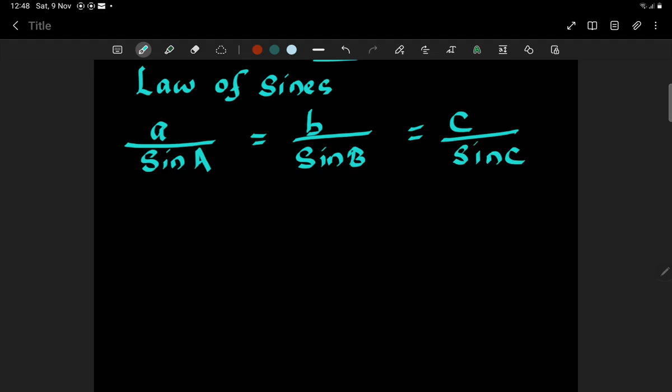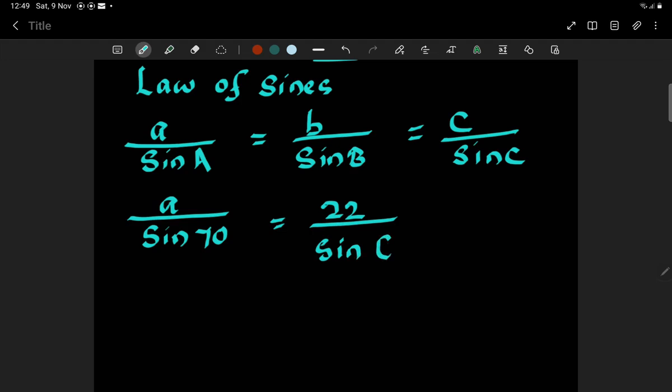Now we substitute what we know. Capital A we know, small a we don't know. So we write a divided by sine 70. Capital A we know, and small b is already given in the question: 22 divided by sine capital B, also known, 68. Small c we don't know, so write c divided by sine capital C, which is 42 degrees. Capital A, B, C mean angles. Small a, b, c mean the sides of the triangle.